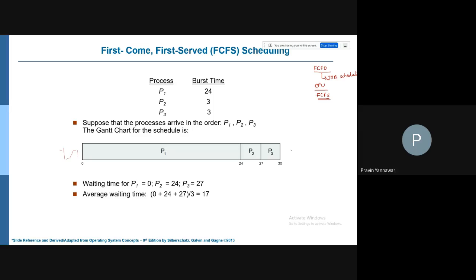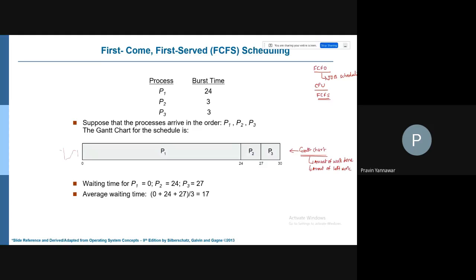Now this pictorial representation is called a Gantt chart. What does this represent? This Gantt chart represents the amount of work done and the amount of work left. Just to represent this, we are going to use a Gantt chart. Okay, now just try to understand this.